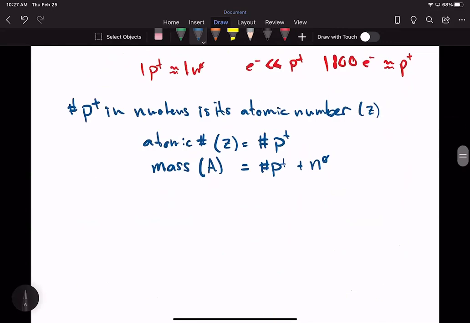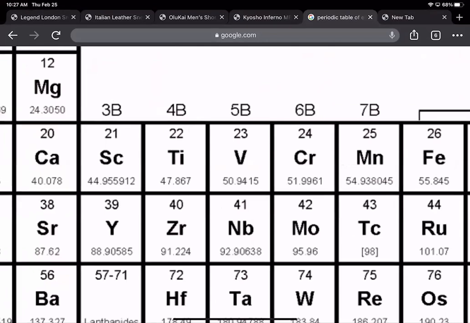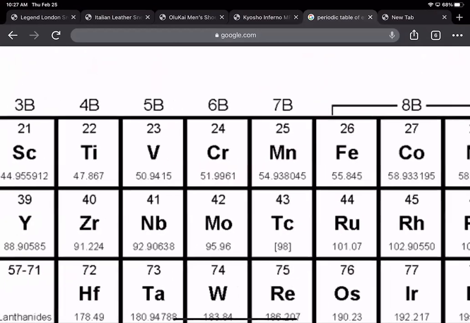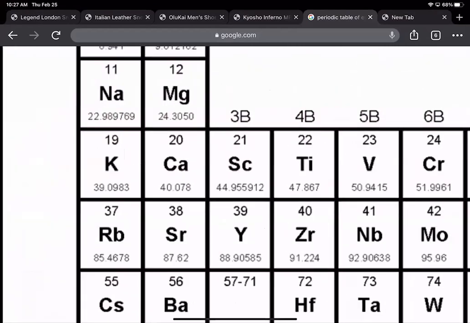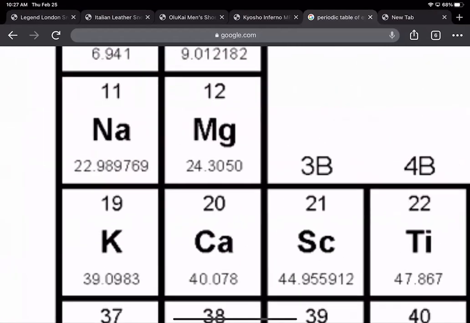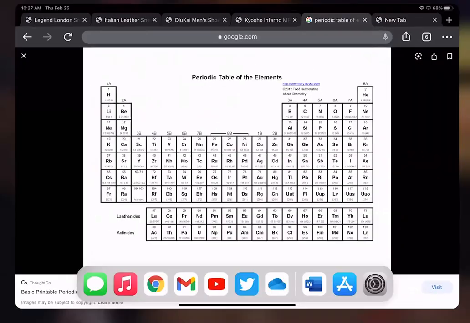We see all these individual masses. The values on the bottom are the masses. So iron weighs 55.845 atomic mass units. Potassium, K, has 19 protons and weighs 39.0983 atomic mass units.